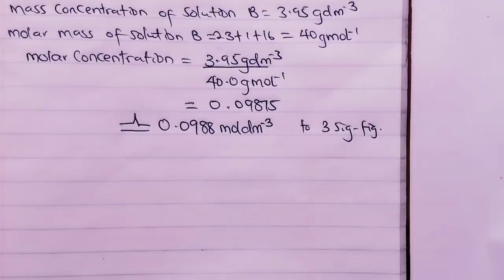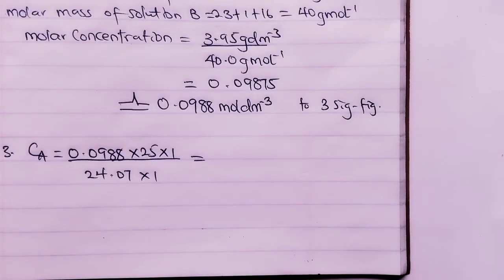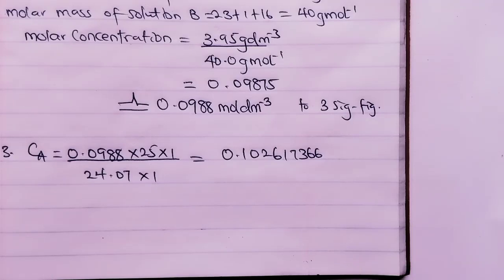Question number 3. We are asked to find the concentration of A in mol/dm³, and we have already gotten the VA, NA, CB, VB, and NB except the CA. Therefore, using CA VA over CB VB equals NA over NB, we are going to make CA the subject of the formula, which gives us the value, leaving the answer in 3 significant figures.